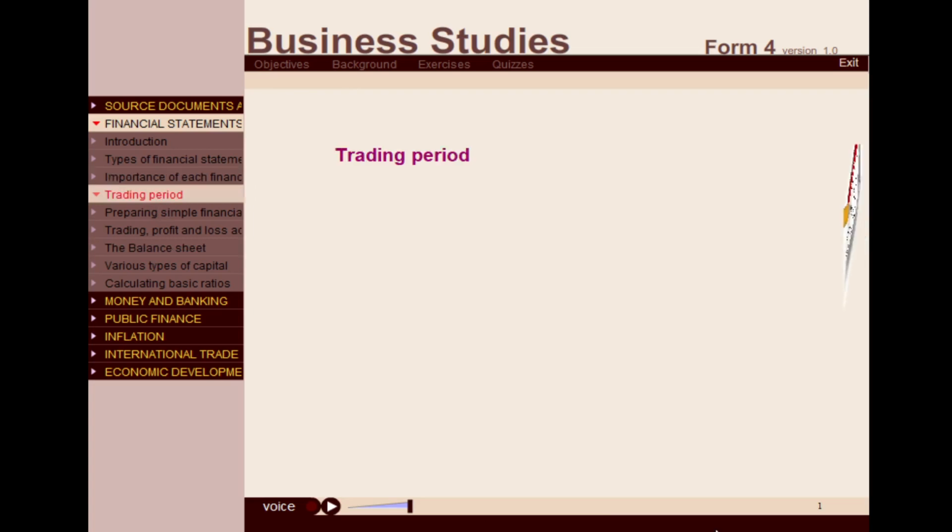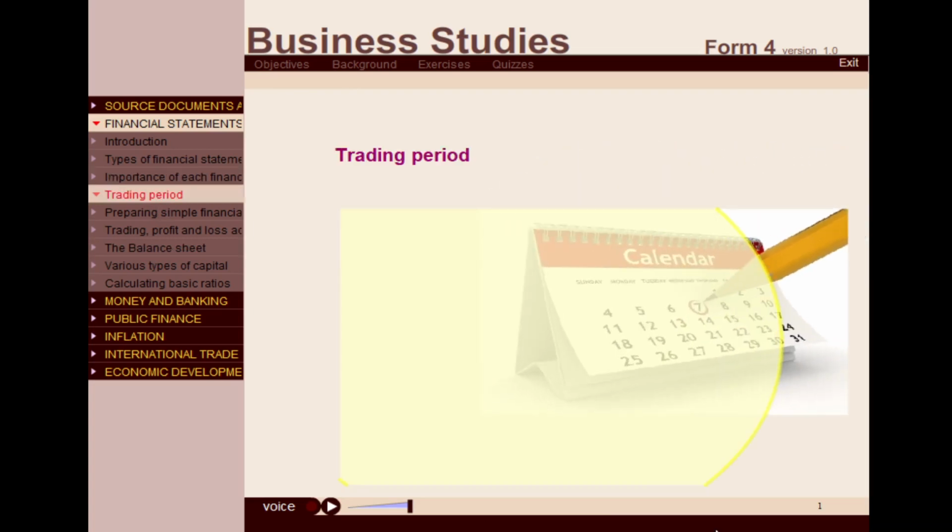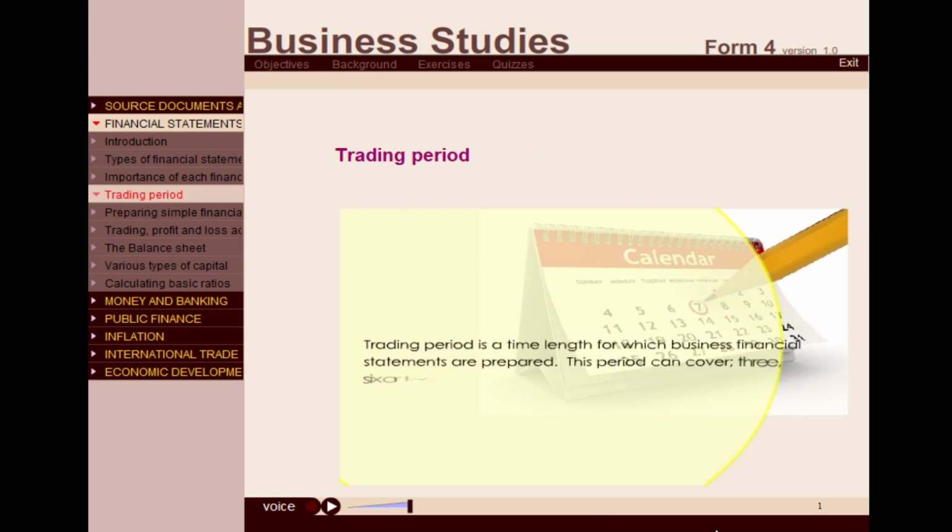Trading period is a time length for which business financial statements are prepared. This period can cover 3, 6, or 12 months depending on the wish of a business.